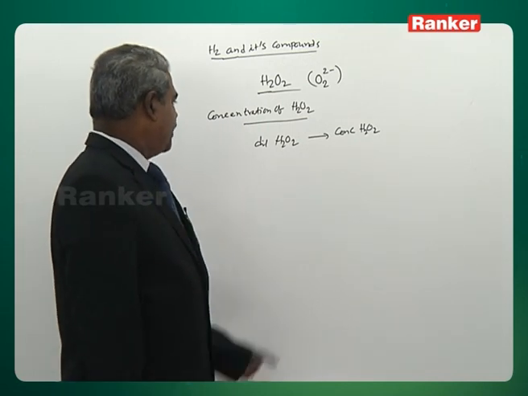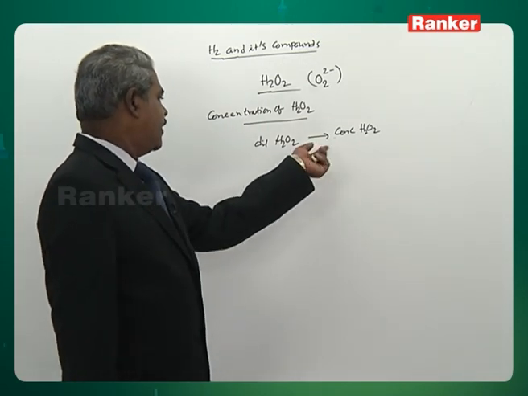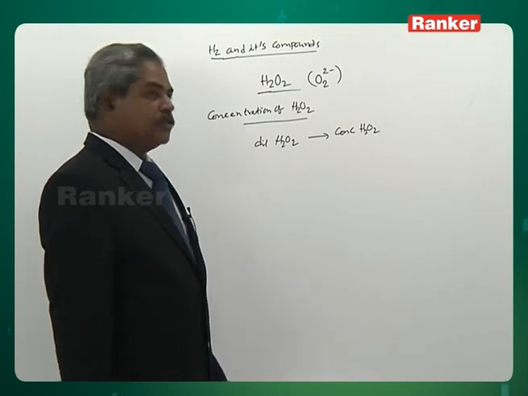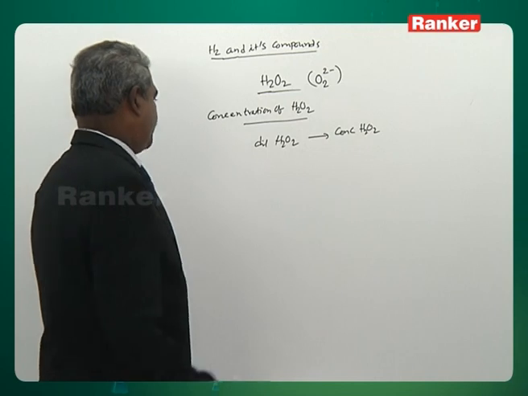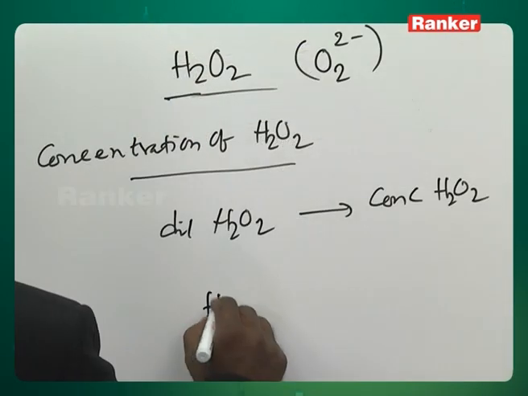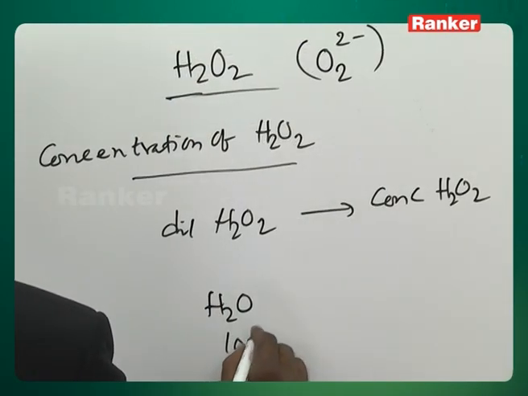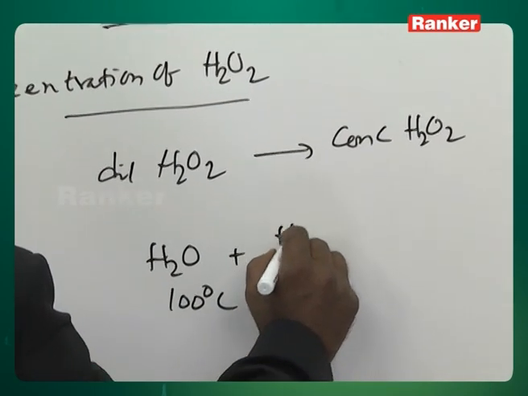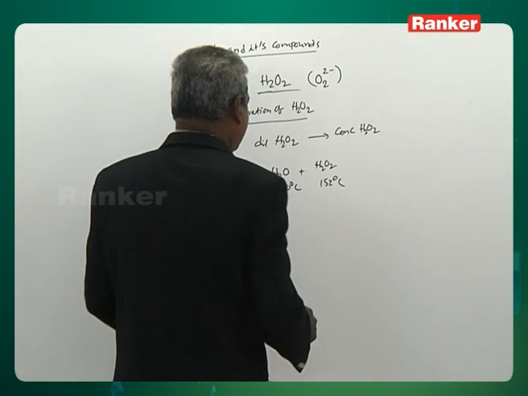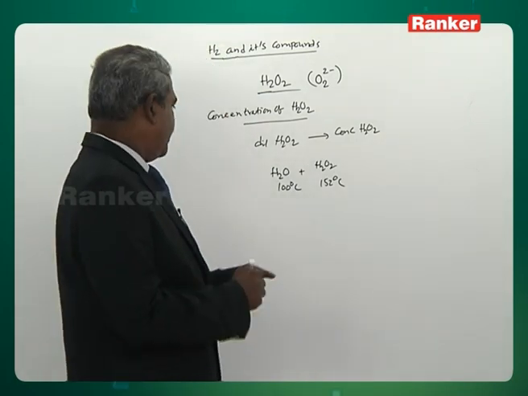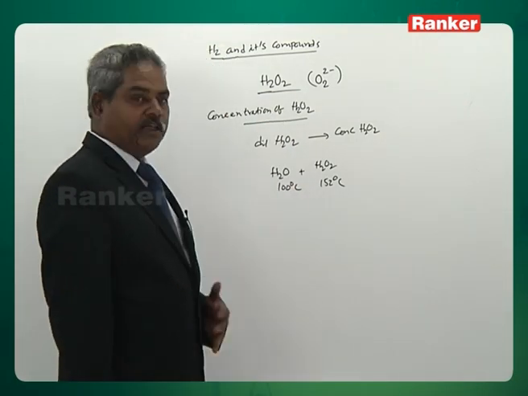Usually what can we do? By heating, what will happen? Water will evaporate, and you will get concentrated H2O2, something like distillation. Because the boiling point of H2O is 100 degrees centigrade and the boiling point of H2O2 is 152. Since there is a difference in boiling points, while heating, water should evaporate theoretically.